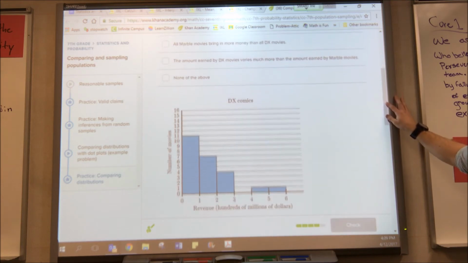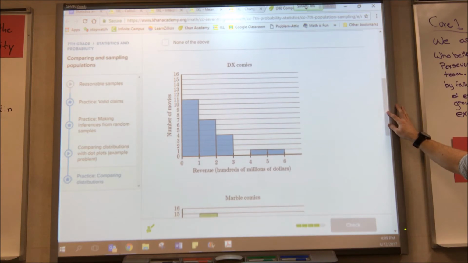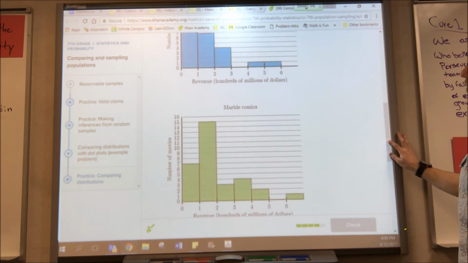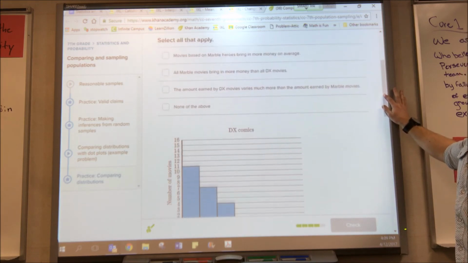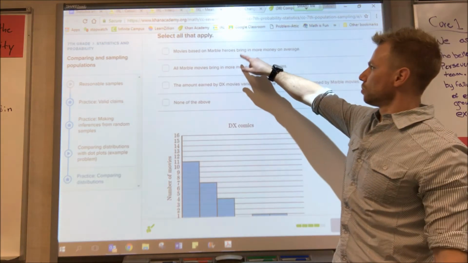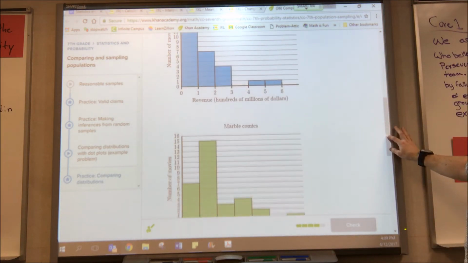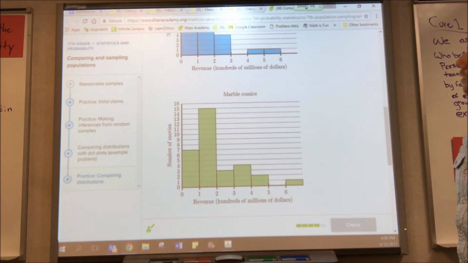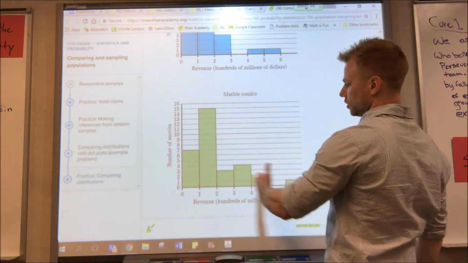Okay, here's our information here. We have DC Comics, how much they make on movies. Marvel Comics, how much they make on movies. So the first one says, movies based on Marvel heroes bring in more money on average. So if I look at Marvel, they have amounts kind of spread out.